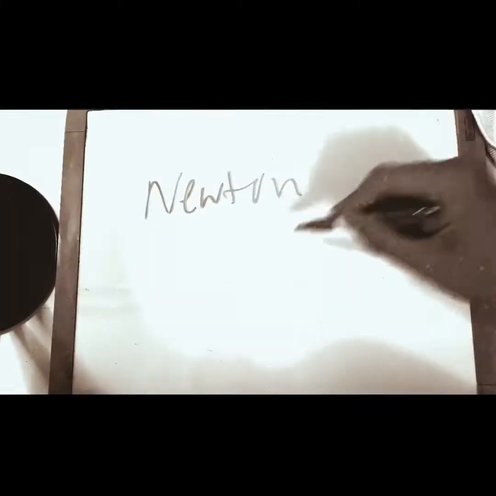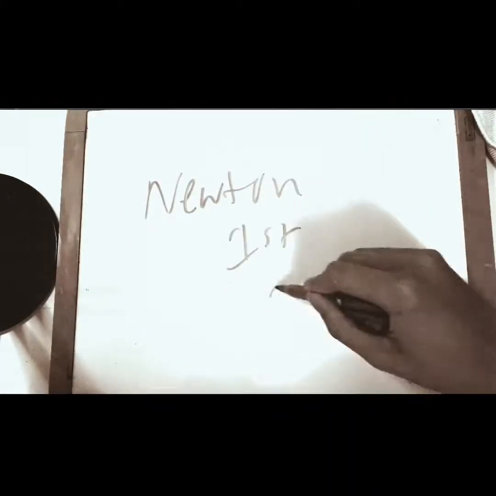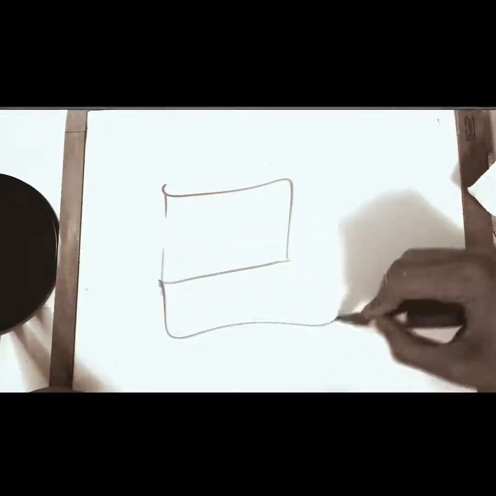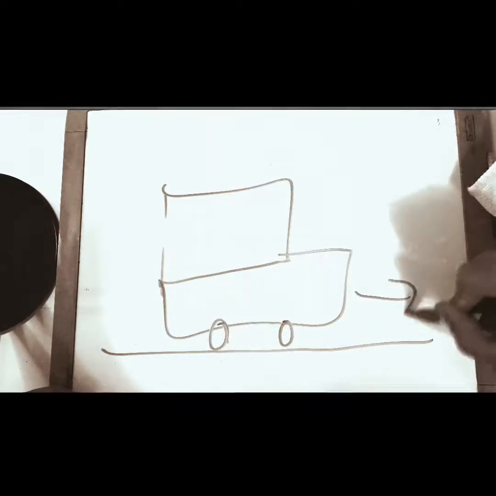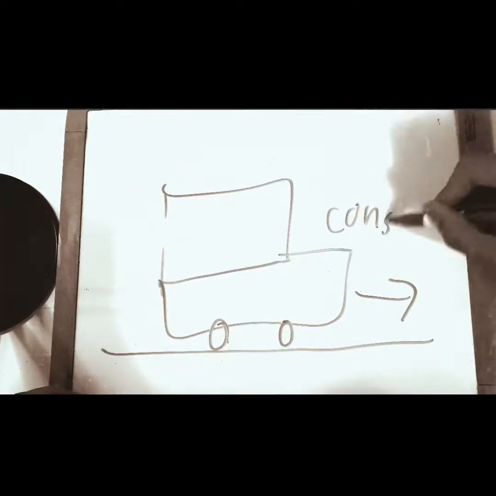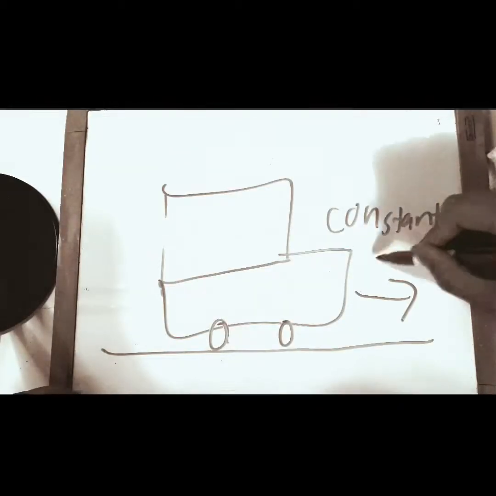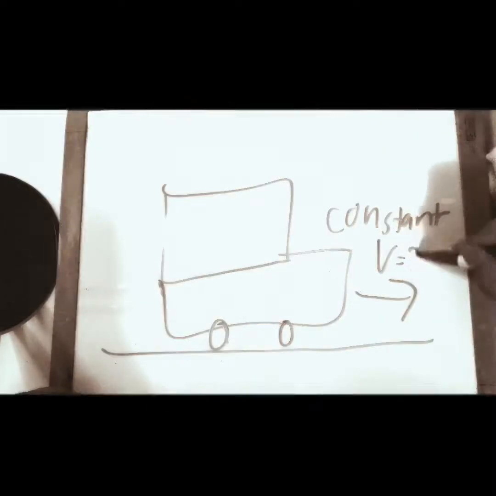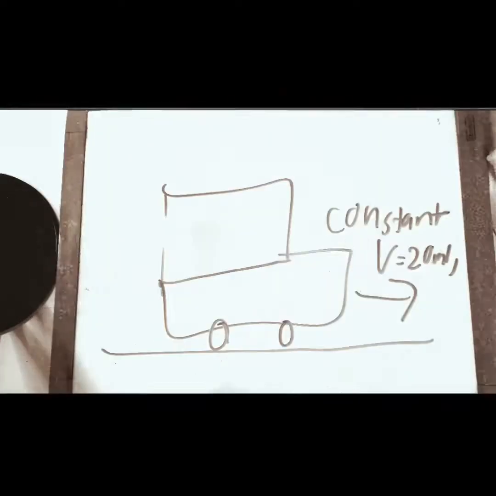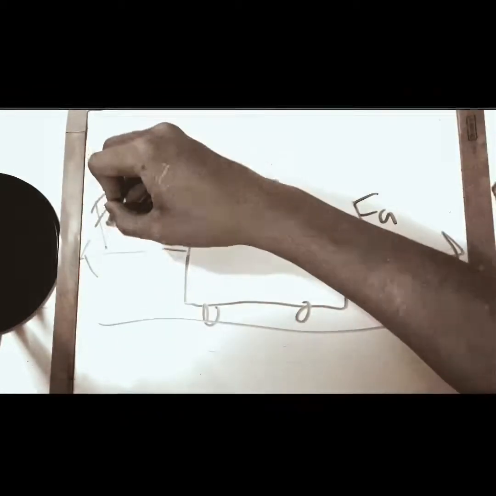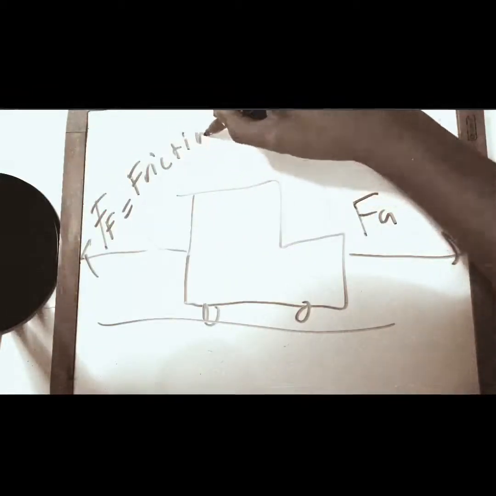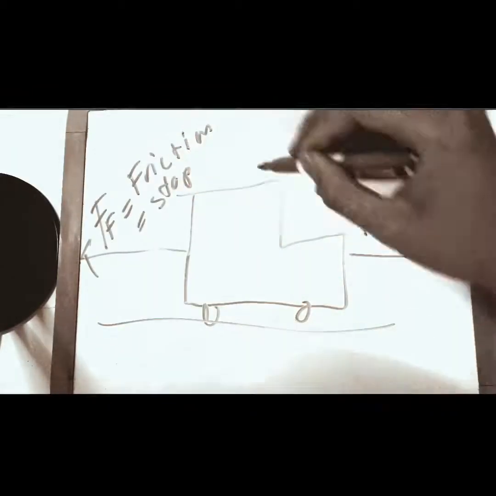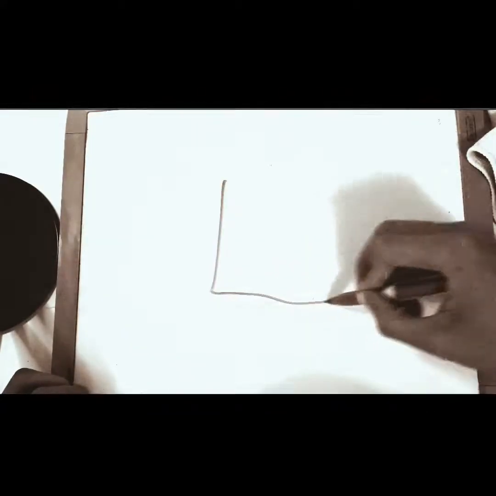The first law states that an object will remain at rest or in uniform motion in a straight line unless acted upon by an external force. If I have a car that's moving in a straight line on a flat road with a constant velocity of, let's say, 20 meters per second, that car will stay in uniform motion unless a force like friction, which is an opposite force, is applied to the car that will help bring the car to a stop.